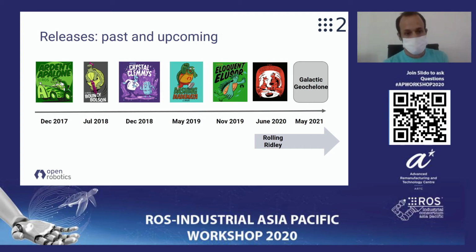So for the current release, the latest is Foxy, and it's the first time that we're starting with a rolling release. This will get all breaking changes, and it will serve as the baseline for new releases. So Galactic, which is the next release, will basically branch out from rolling.